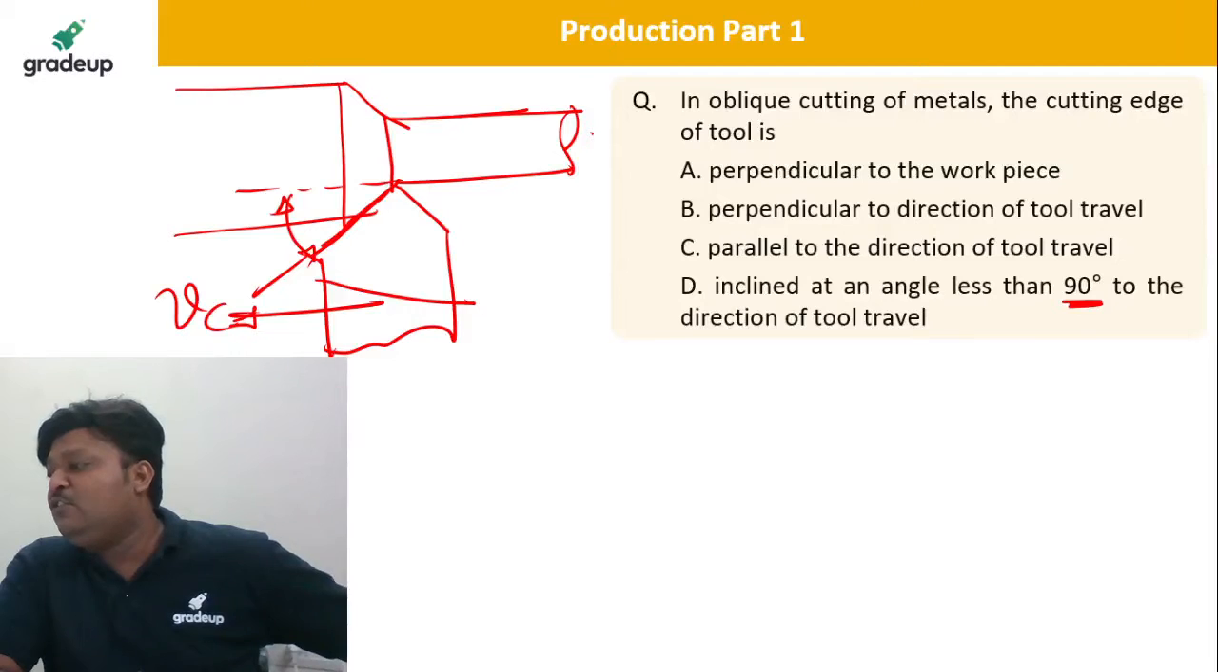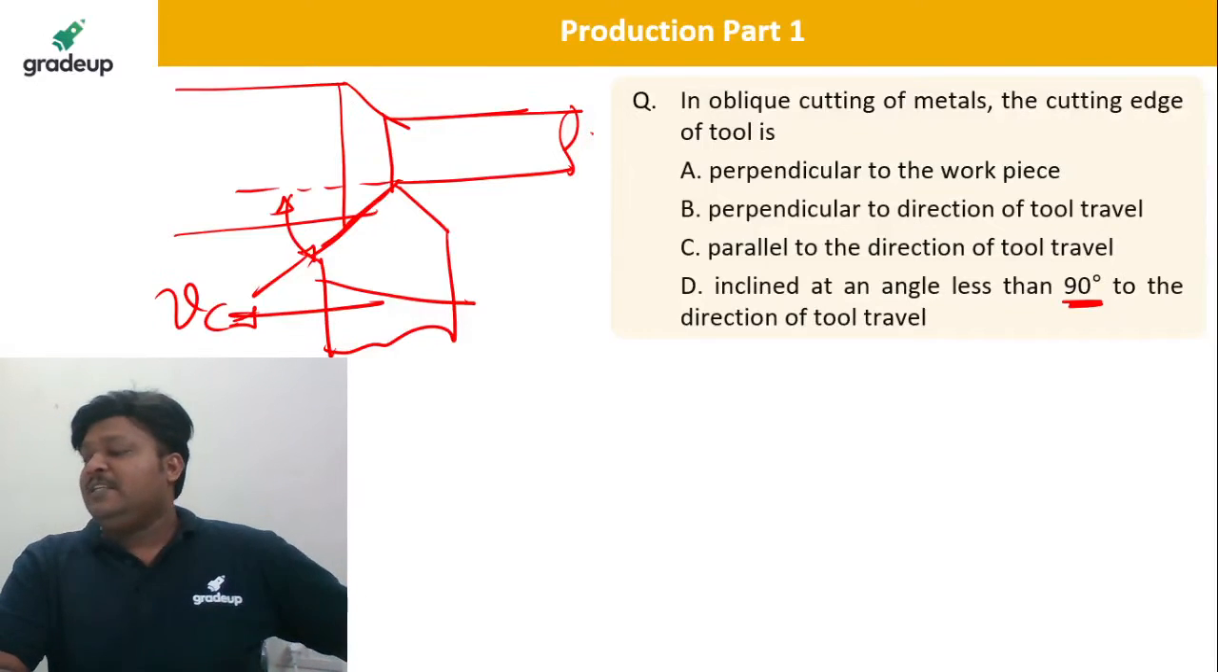Very good, very good. Neeraj, very good. Anurag, very nice dear. Nehal, very good.